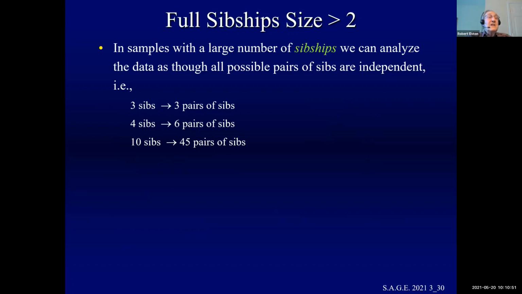If there are 3, it's 3 times 2 over 2. If there are 4 SIBs, it's going to be 4 times 3 over 2. There are 6 SIB pairs. If there are 10 SIBs, there are 45 SIB pairs, 10 times 9 over 2.